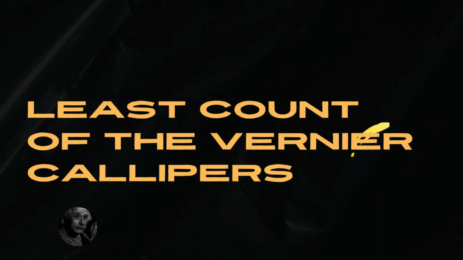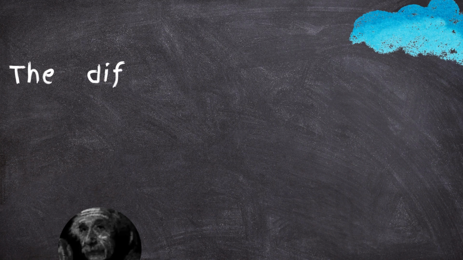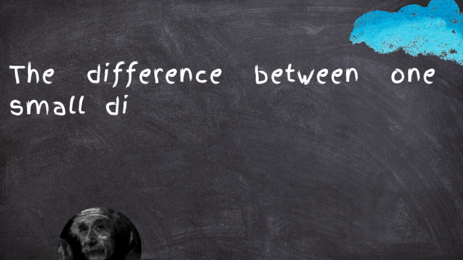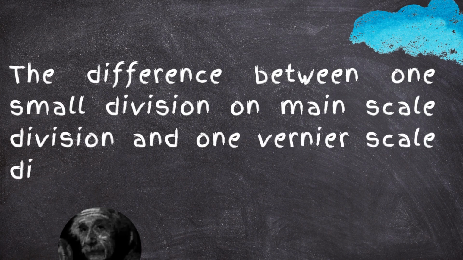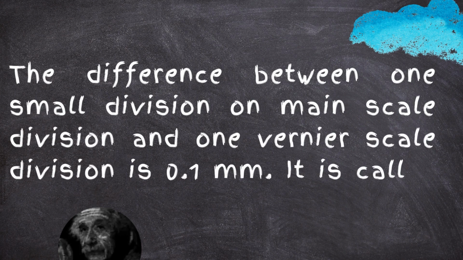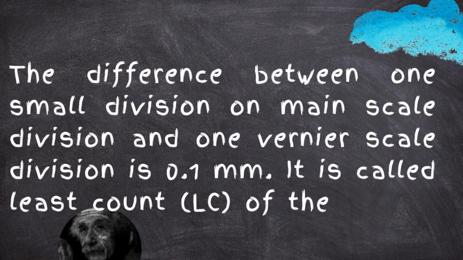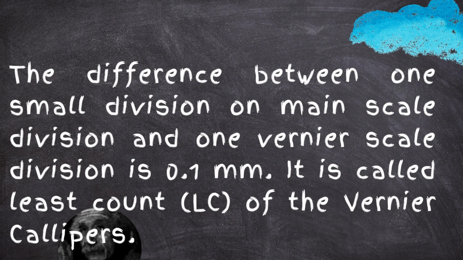Next is the least count of the Vernier caliper. This is the definition of the least count of a Vernier caliper. The difference between one small division on the main scale and one Vernier scale division is 0.1 millimeter. It is the least count, LC, of the Vernier caliper.